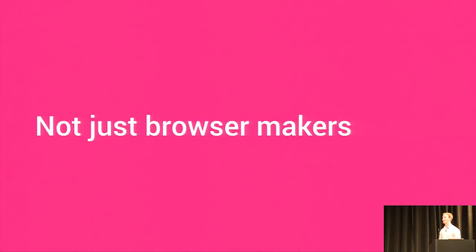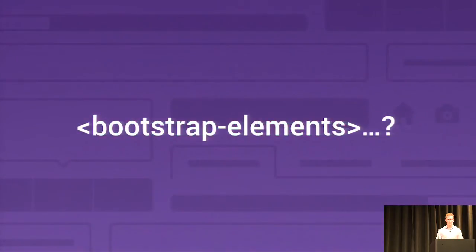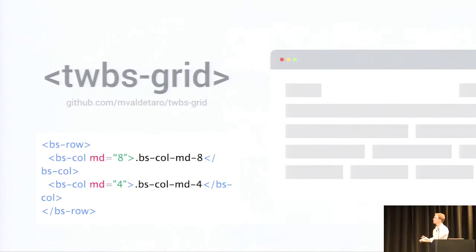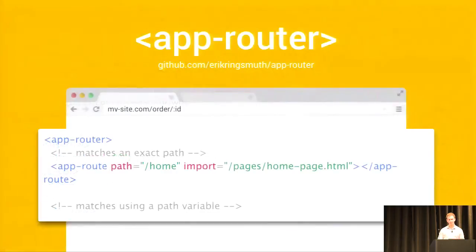So not just browser makers. It's not just browser makers that are working on this community and building these elements. Bootstrap's a really popular UI framework. What about Bootstrap? So someone built a Twitter Bootstrap grid as a Polymer element. It encapsulates all of the CSS and scaffolding that the Twitter Bootstrap grid gives you and builds them out as elements. So you can build out your page using the Bootstrap grid using these new element types.